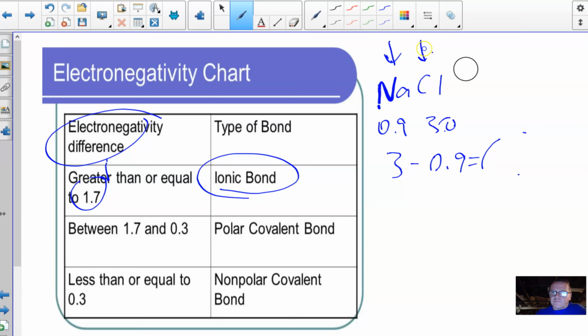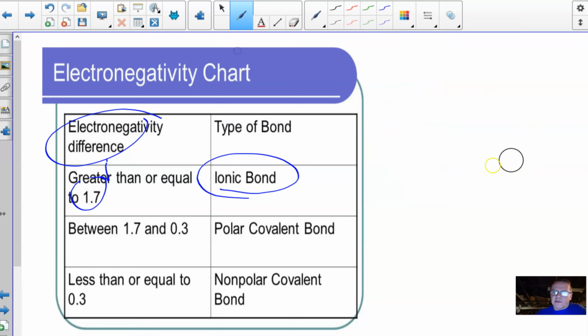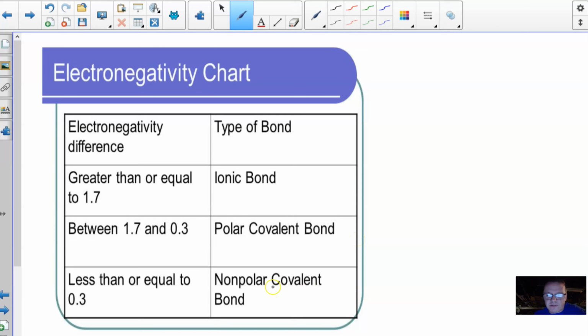Now we want to focus on the covalent bonds. We've got two types of covalent bonds: nonpolar and polar. So polar covalent and nonpolar covalent. The difference between the two comes down to wherever that electronegativity difference falls. Here are some examples of those.